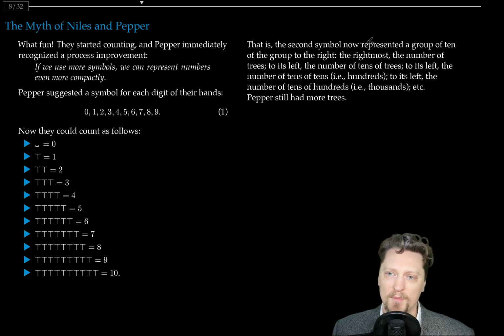That is, the second symbol now represented a group of 10 of the group to the right. The rightmost, the number of trees. To its left, the number of tens of trees. To its left, the number of tens of tens, i.e. hundreds. To its left, the number of tens of hundreds, i.e. thousands, etc. Pepper still had more trees.